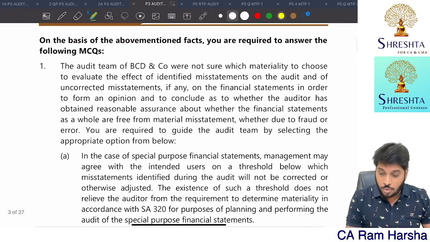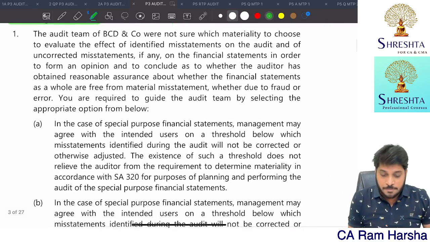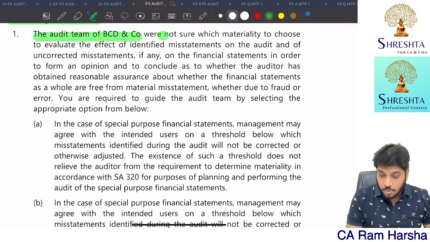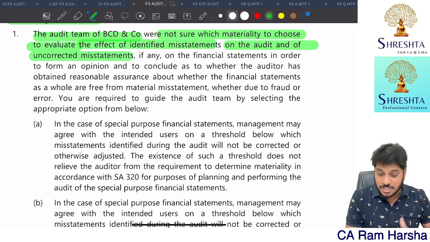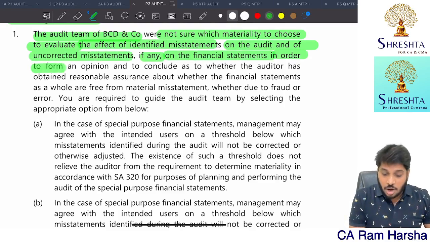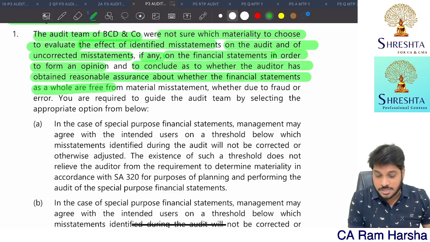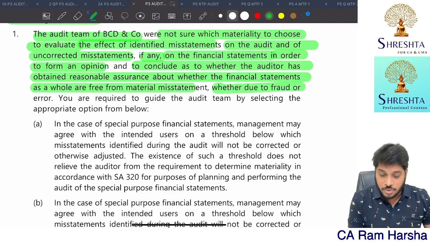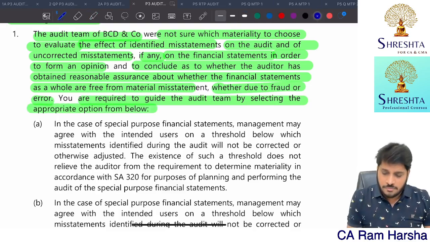Over to the case study. On the basis of the above mentioned facts, you are required to answer the following MCQs. The audit team of BCD & Co. were not sure which materiality to choose to evaluate the effect of identified misstatements on the audit and of uncorrected misstatements, if any, on the financials in order to form an opinion and to conclude as to whether the auditor has obtained reasonable assurance whether the financial statements as a whole are free from material misstatement, whether due to fraud or error. You are required to guide the audit team by selecting the appropriate option from below. Fine, we'll see the options.